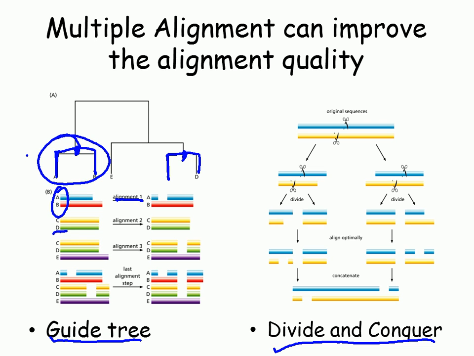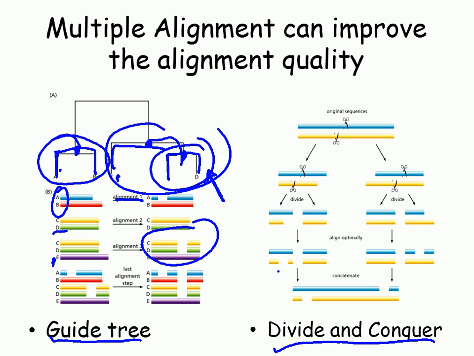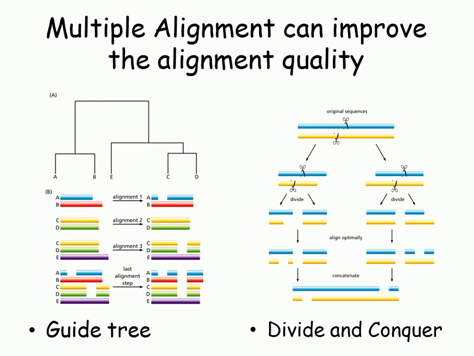So the next most similar pair is E with the group CD. We are adding the sequence E to this group, and it gets connected right there, and we get this CDE group. The next group that's most similar is AB with CDE, and we align them, and we connect them in the tree. Every time you find the next two closest pairs, and each item can be either a single sequence or a group of sequences, and then you connect them, they become a group. All right. So in this way, we can build this multiple alignment.